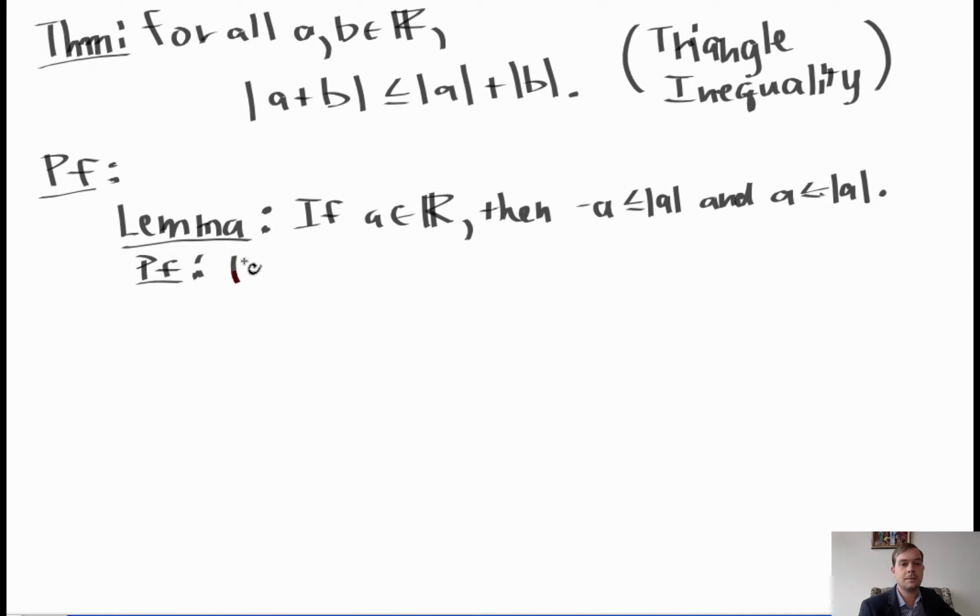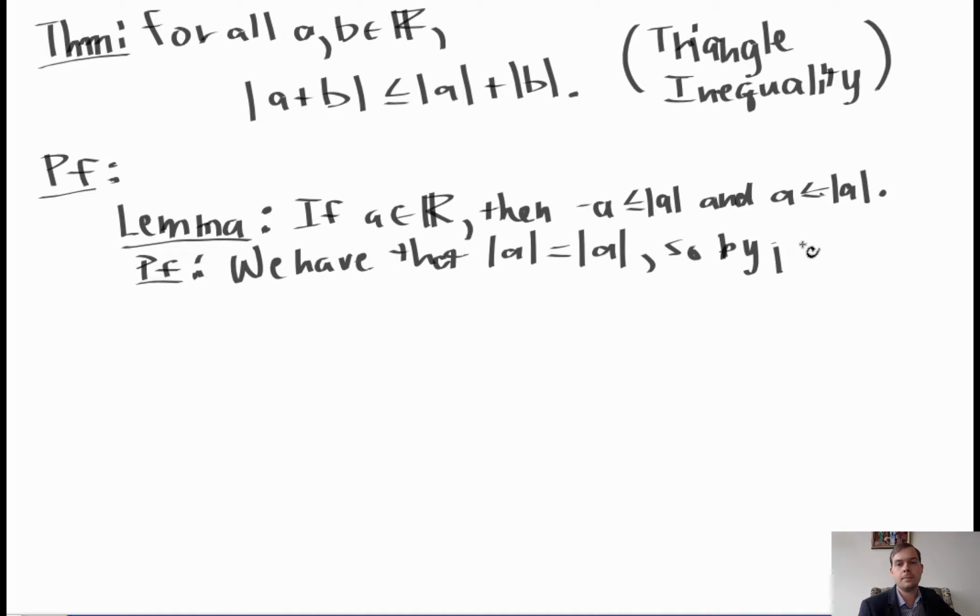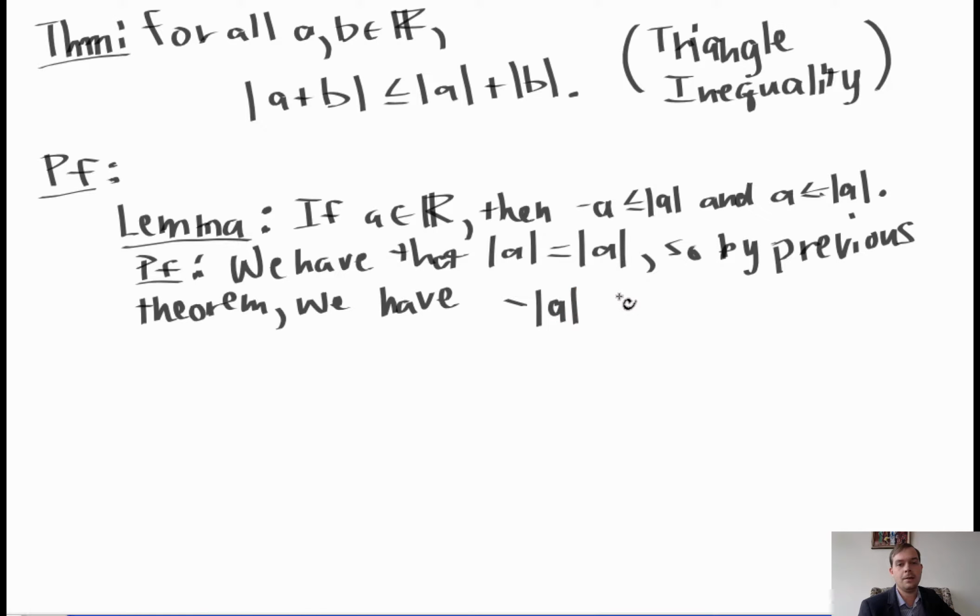Well, obviously, the absolute value of a is equal to the absolute value of a. So by our previous theorem, we get to break this into the two different parts. So we get to remove the absolute value sign, and then we get minus absolute value of a is less than or equal to a, is less than or equal to absolute value of a.